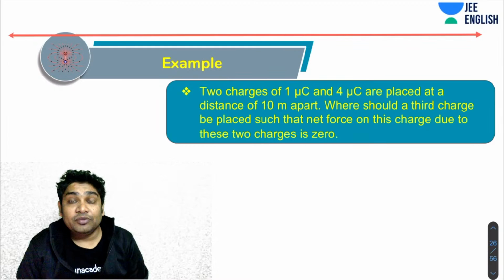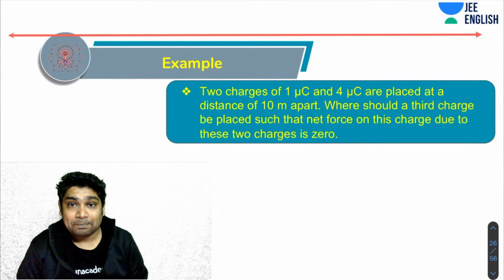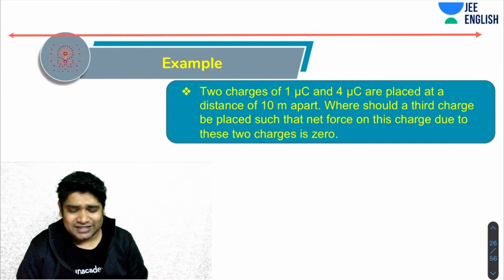Okay, so you've been told two charges of 1 microcoulomb and 4 microcoulomb are placed at a distance of 10 meter apart. Where should a third charge be placed such that the net force on this charge due to both these charges is 0? So try and figure this out. This should be easy.